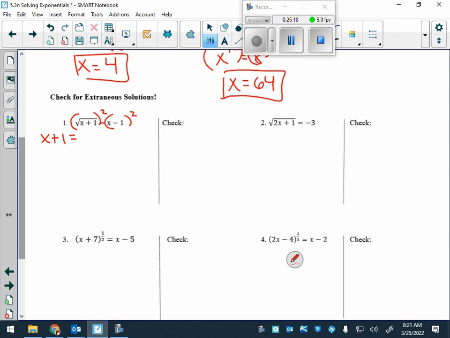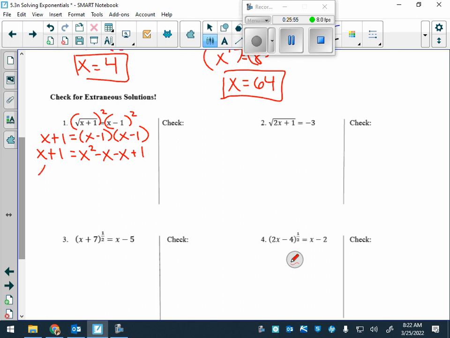So how many do we have of them? 2, right? So we have x minus 1 times x minus 1. So what do we have to do on the right-hand side? Yes, you will FOIL. Okay? So remember, FOIL: first, you got x squared; outer, negative x; inner, negative x; last.